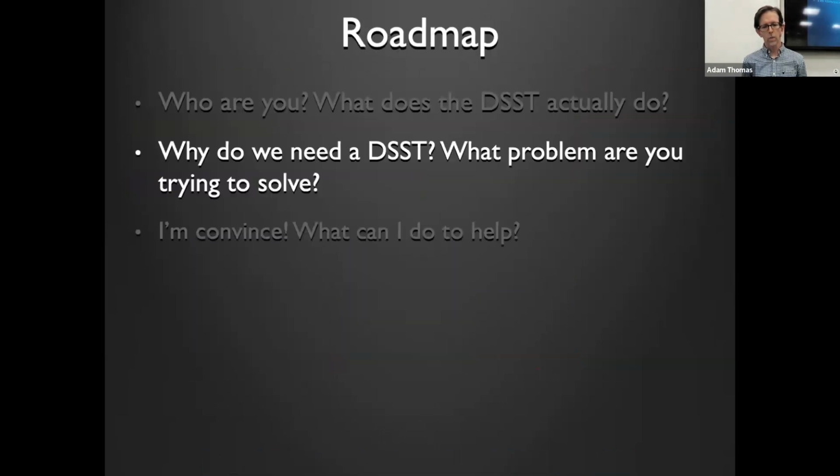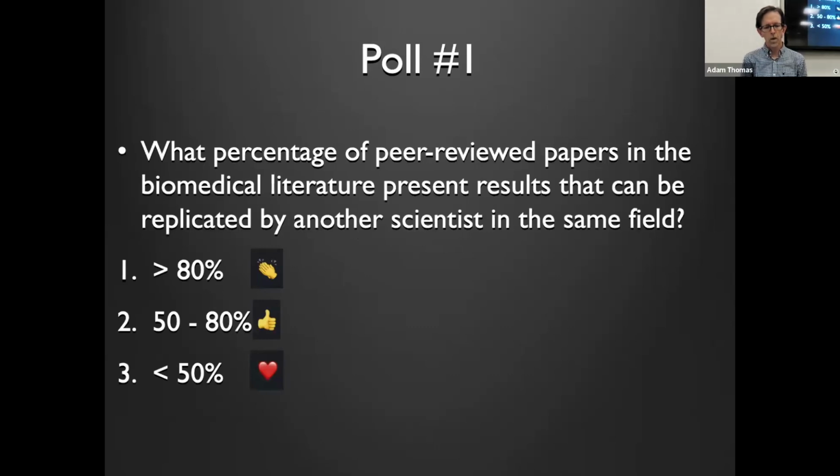All right, coming back to the roadmap. Why do we need a DSST? What problem are we trying to solve? And there we get our first poll. What percentage of peer-reviewed papers in the biomedical literature present results that can be replicated by another scientist in the same field? So folks in the audience, you can just raise 1, 2, 3. Folks on Zoom, if you would please respond with the emoticon about your guess.